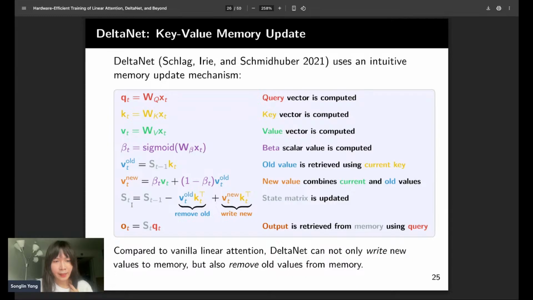Then in Delta Net, it erases the old value from this recurrent memory, and then it writes the new key-value association information into the recurrent memory. This update mechanism is key to achieving very good associative recall performance. For the memory readout, it is the same as vanilla linear attention. We have a matrix-vector multiplication to do so.